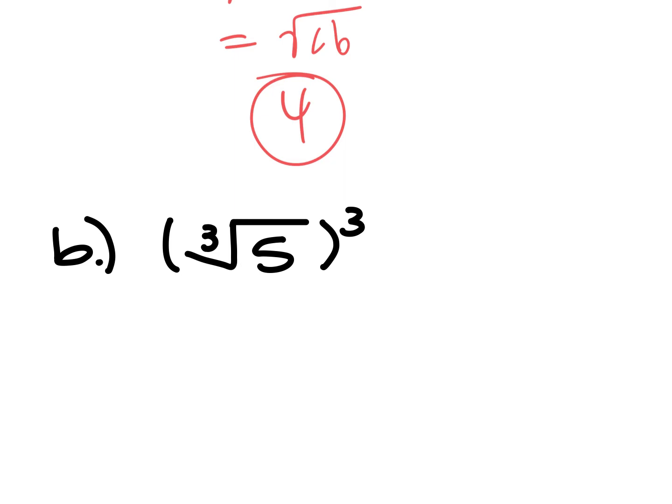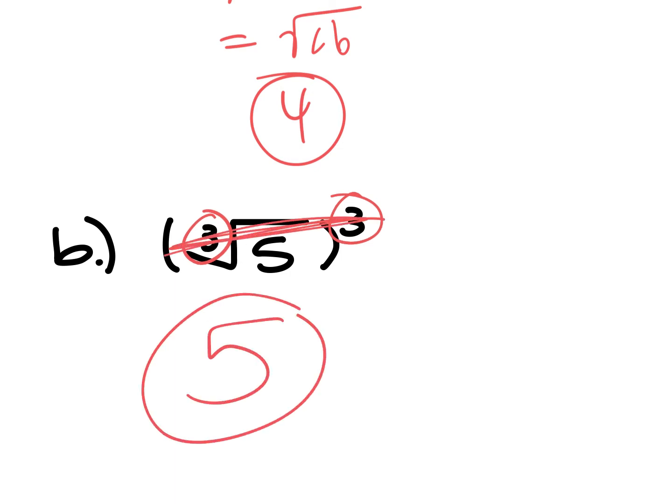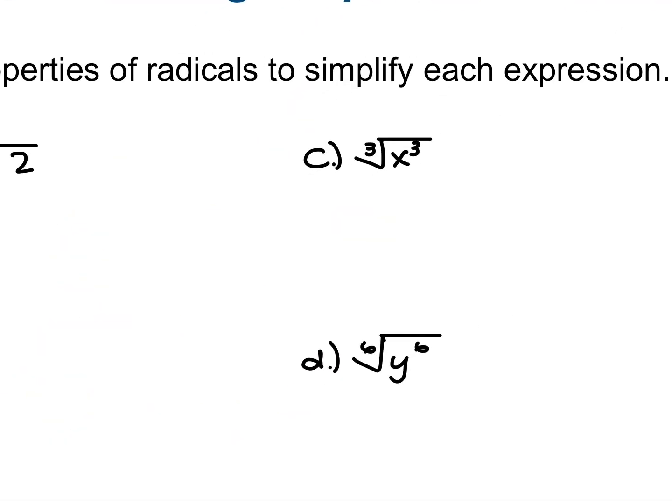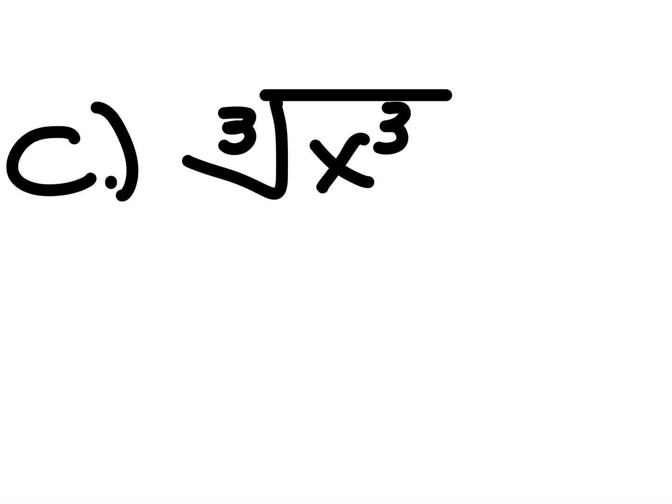You can just get rid of it. This is the index. The index is 3, and the exponent is 3. If they are the same, they cancel each other out. Your answer is 5. Good. What about here? Oh, geez, we didn't talk about letters.